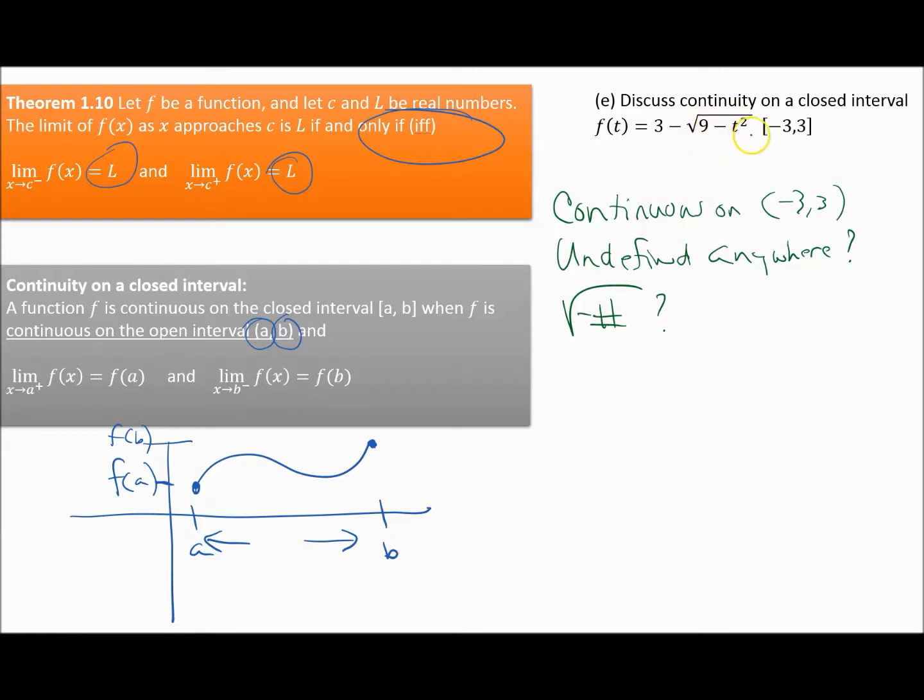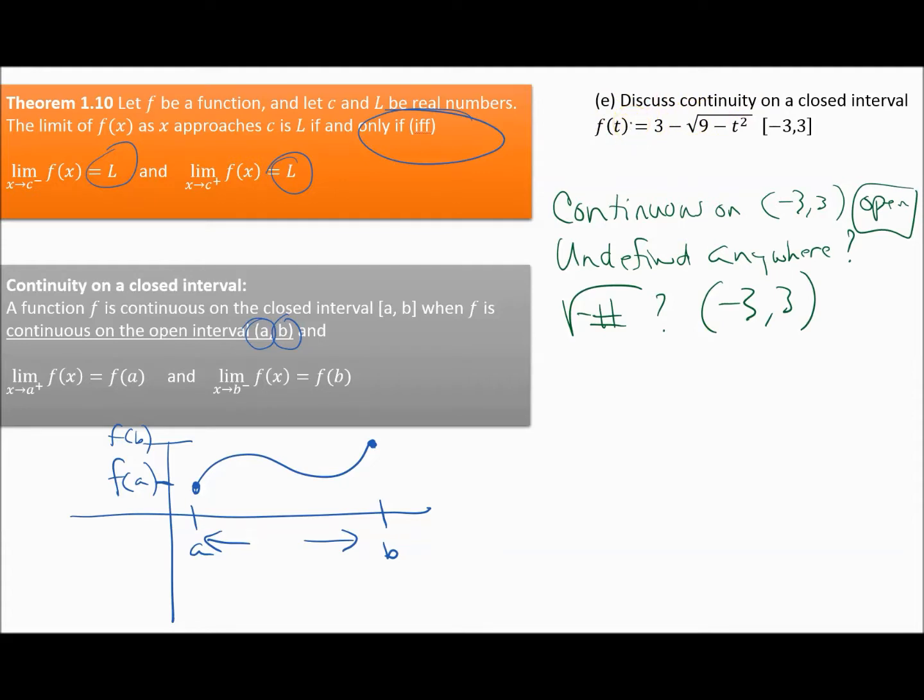And the same thing with -3. So what we know is you're okay between -3 and 3. You're allowed to plug in any numbers you want between -3 and 3. You could even plug in -3 and 3, but we're looking at the open interval right now. So the first thing you do is look at the open interval. And it's continuous everywhere because there's nowhere between -3 and 3 that this function is undefined. Now let's check the endpoints.